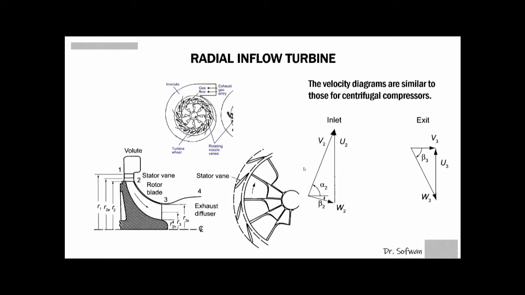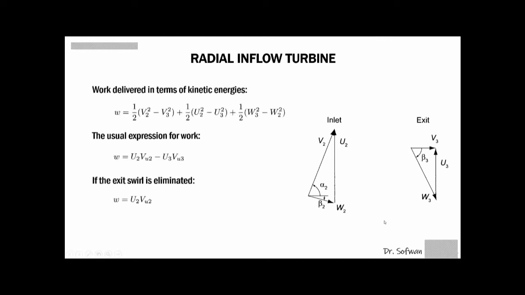Okay, if we look into these velocity triangles, we can calculate the work delivered by the turbine. First of all, we can write the work delivered by the turbine in terms of kinetic energies. Using this expression, work equals 1/2 (V2² − V3²) + 1/2 (U2² − U3²) + 1/2 (W3² − W2²).